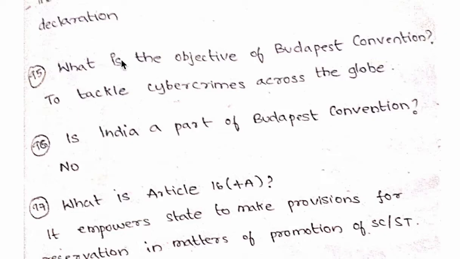So 95th question, what is the objective of the Budapest Convention? So this is to tackle cyber crimes across the globe, and till date this Budapest Convention is the largest cybercrime investigation agencies network across the globe. Okay. So 96th question, is India part of the Budapest Convention? No. Why? Because during the framework of the Budapest Convention, they didn't include India. So for that reason, India is not part of this convention.